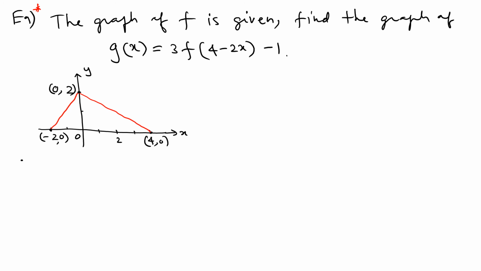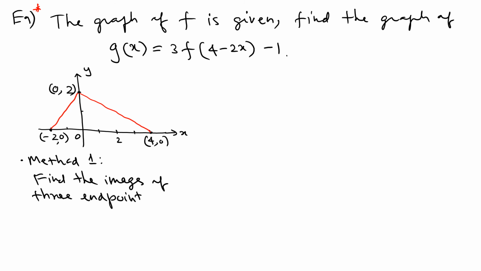So method 1: find the images of 3 endpoints and connect the dots. That we can do. That's method 1. But for method 2, as we did before, we can go through the actual transformation step by step. So that's the most interesting way. So how can we do that?